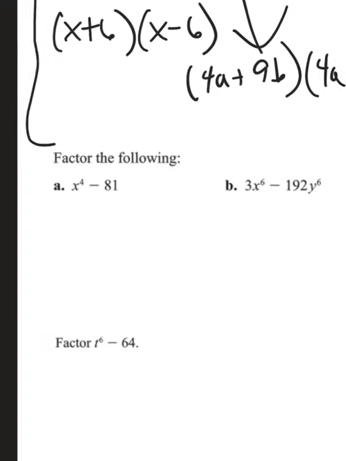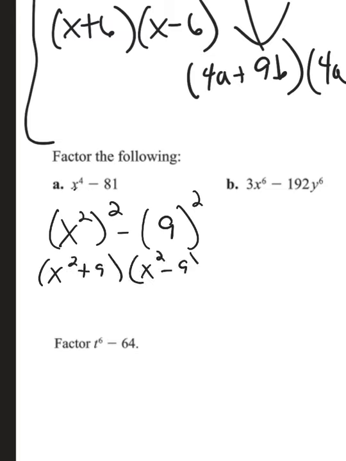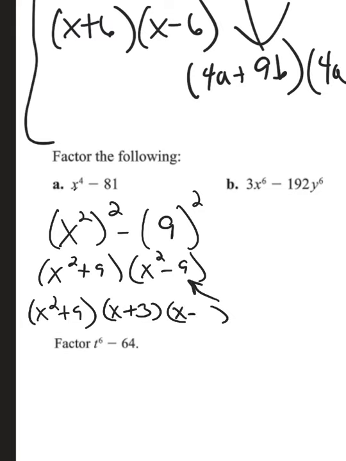Looking at A, we have to ask ourselves, can we write this as something squared minus something squared? 81 is 9 squared. X to the fourth is really x squared squared, because we have that power to a power rule. So if I were to write this out, I'd have x squared plus 9, x squared minus 9. The thing is, I still have the difference of two squares right here. I have something squared minus something squared. So I actually could break this down even further as x plus 3, x minus 3. Be careful.